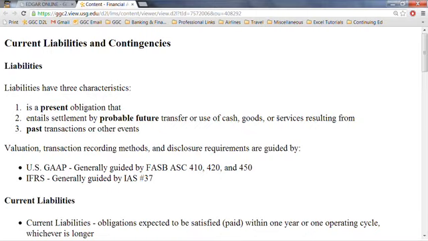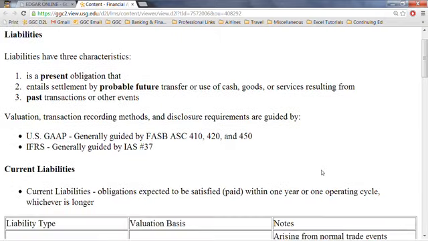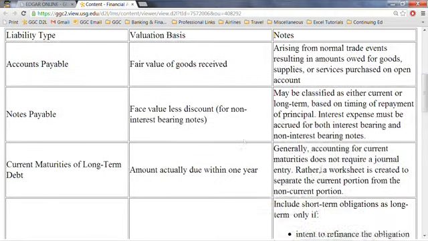So we know what liabilities in general are. They are obligations of the firm, and they generally require the transfer or use of cash or goods or services as a result of some transaction that has occurred. Current liabilities are these obligations that we expect to be satisfied within 1 year or one operating cycle of the balance sheet date. And so we are going to discuss a couple of the basic or more common types of current liabilities.